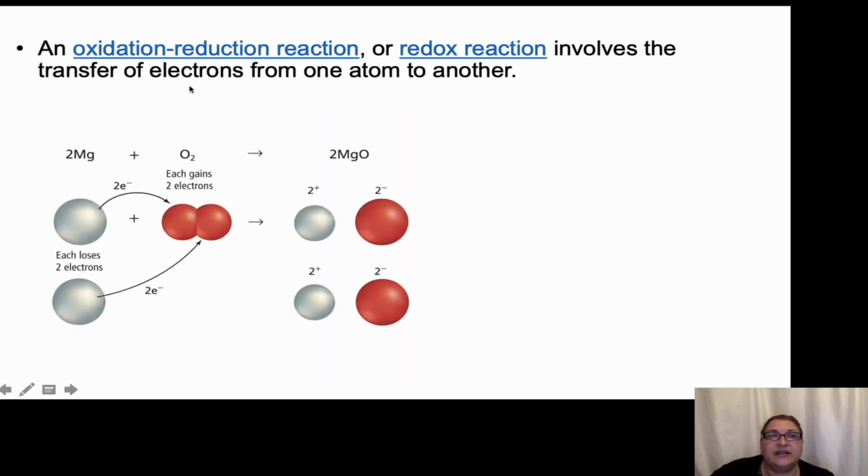Let's start with oxidation reduction reaction. Any chemical reaction in which electrons are transferred from one atom to another, also called a redox reaction. Okay, we're keeping track of electrons. Which one is giving electrons and which one is receiving electrons, and that type of reaction is called an oxidation reduction reaction. Transfer of electrons.